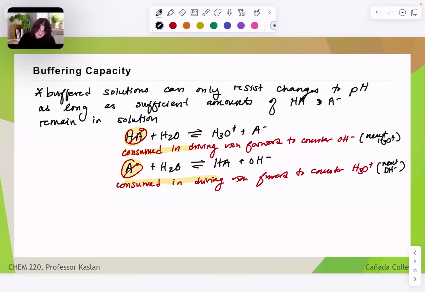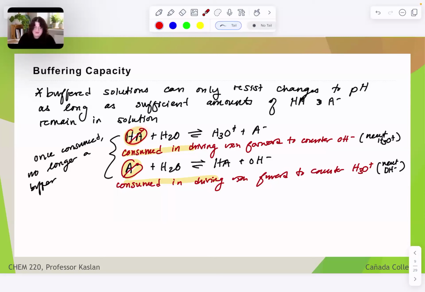So once these are all consumed, we can no longer be a buffer because we've exhausted our ability to shift according to Le Chatelier's principle. I've eventually run out of the source of the thing that made my acid that could be neutralized by the base, etc. Like remake my acid as needed.